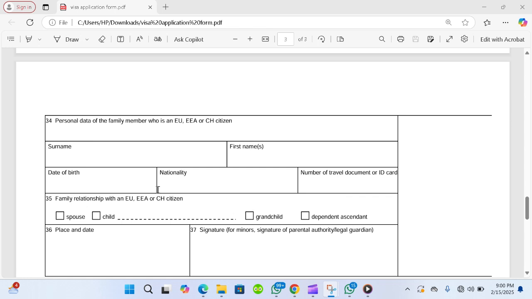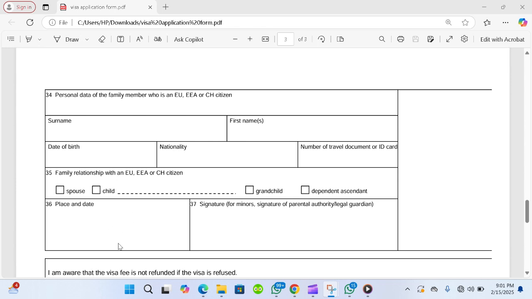Number 35, family relationship with an EU citizen. Here they want to know your family relationship with the person, that's the person you're talking about from number 34. They want to know your relationship with the person. If it's a spouse, child, grandchild, dependent, you state it here.